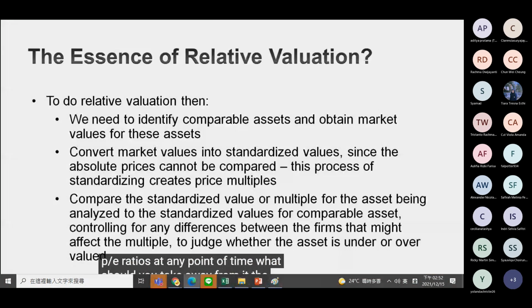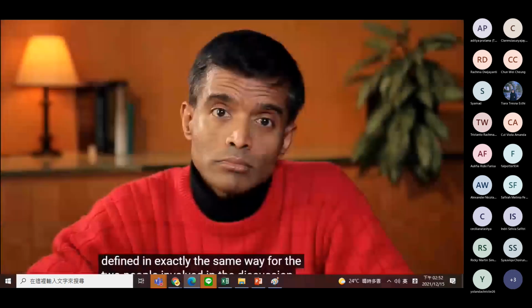What should you take away from it? The next time you sit across a table from somebody and start talking about PE ratios, before you start talking about the numbers, make sure you're talking about the same thing. Each of you should put down your definition of PE ratio on the table and see if it matches up before you get too involved. So definitionally, price earnings ratios pass the test. Just make sure that it's defined in exactly the same way for the two people involved in the discussion.